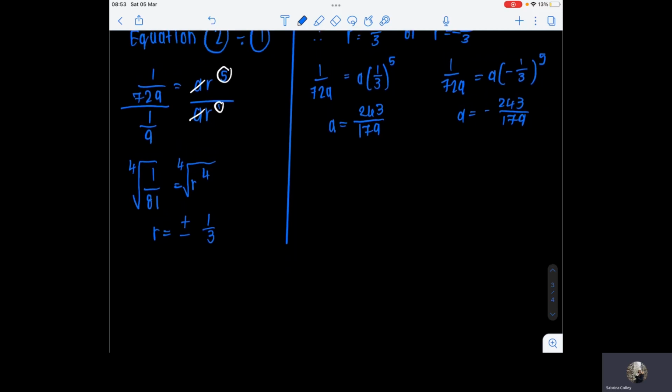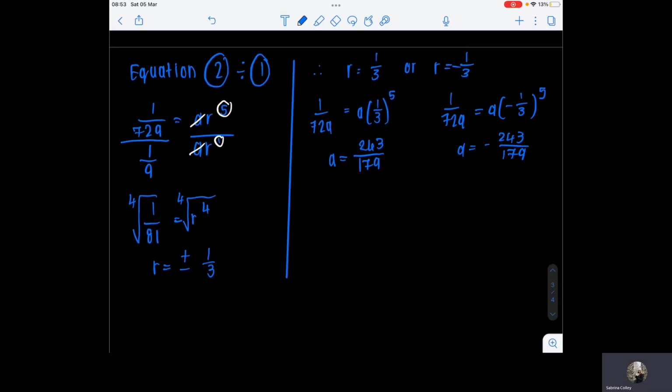So using just the formula, now that we've got A and R, let me just get this right. My formula is Tn is equal to A, which is 243 over 179, times R, which is a third. So remember, it can be negative a third or a third, to the power n minus 1. Okay, so then if I put my terms into that, give me time to do that.